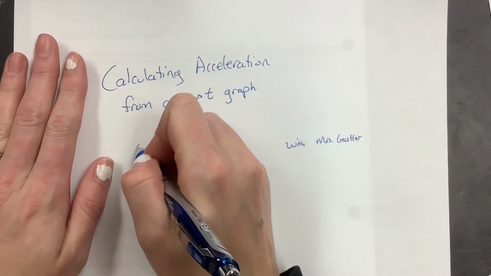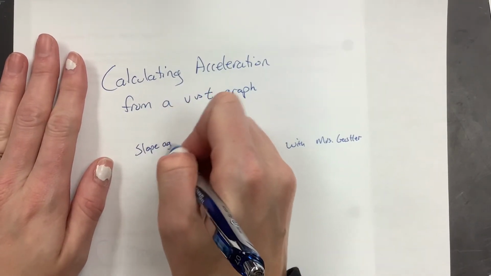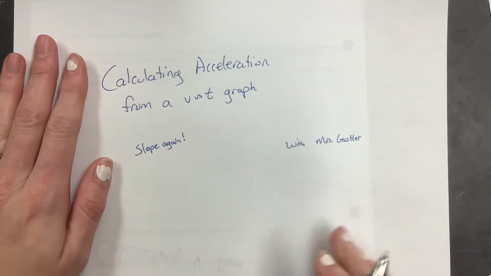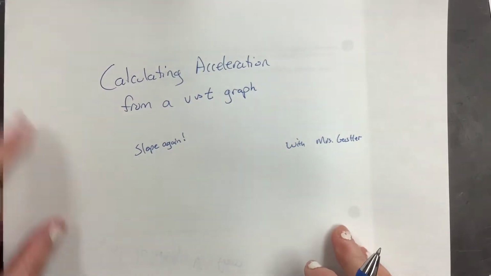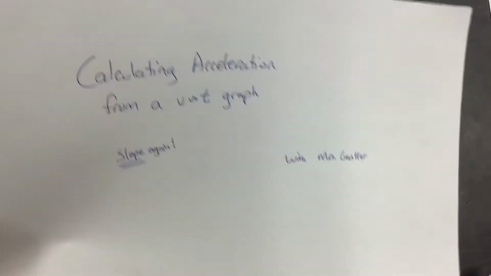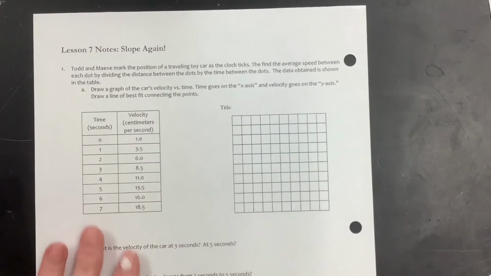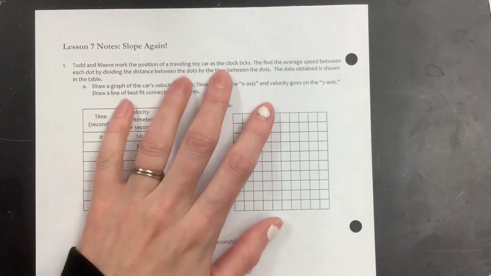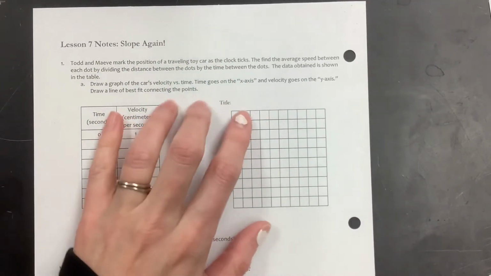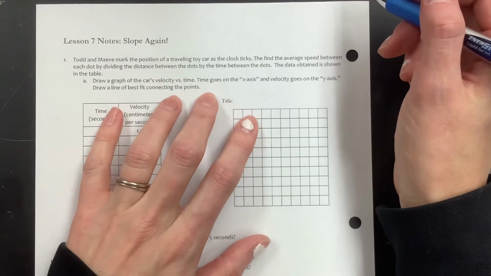I think the lesson is called slope again, because maybe you didn't think we were going to ever do slope again, but we totally are, and that's okay. So we're going to be doing slope in this one, which means it's going to be somewhat familiar. Isn't that wonderful? Okay, so we have here an example that is very similar to the practice that you're going to do, and also similar to the practice that we did in constant velocity.